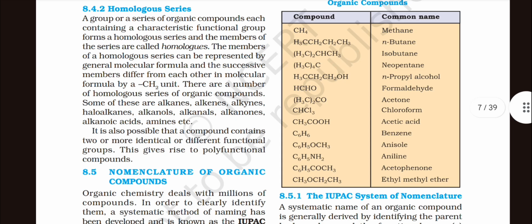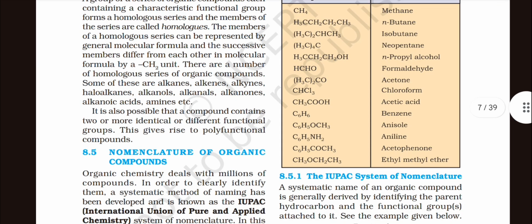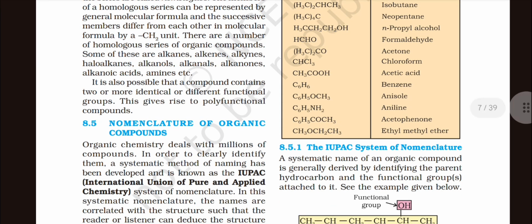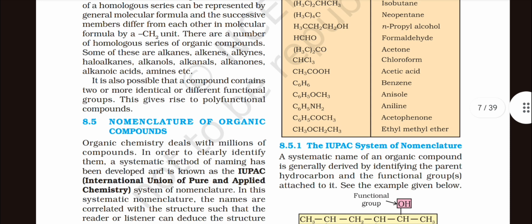There are a number of homologous series of organic compounds. Some of these are alkanes, alkenes, alkynes, haloalkanes, alkanols, alkanones, alkanoic acids, amines, etc. It is also possible that a compound contains two or more identical or different functional groups. This gives rise to polyfunctional compounds.